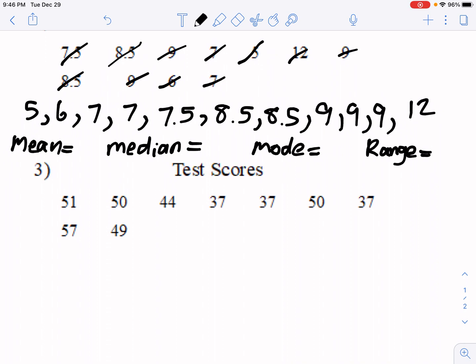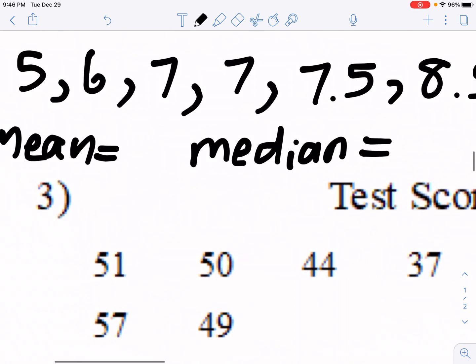You can use a calculator for this. So we have 5 plus 6 plus 7 plus 7 plus 7.5 plus 8.5 plus 8.5 plus 9 plus 9 plus 9 plus 12. And then we take 88.5, that's what they add up to be, and divide it by 11, because there are 11 numbers. Now, on your calculator, it turns into a number that isn't so nice. That's okay. Let's round to 2 decimal places and say that it's 8.05.